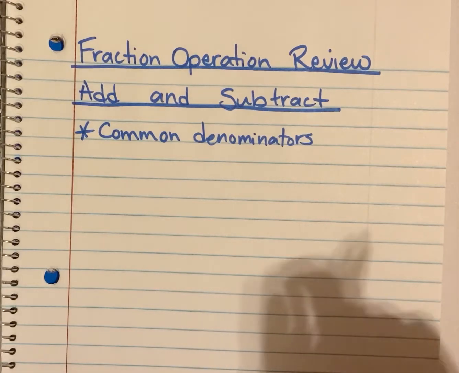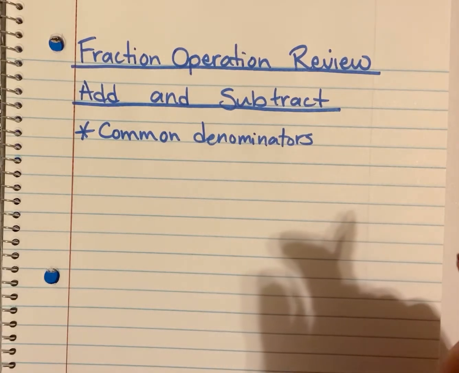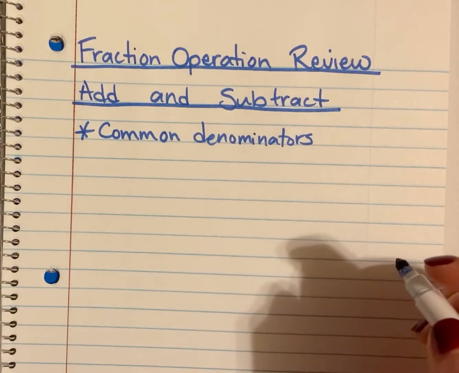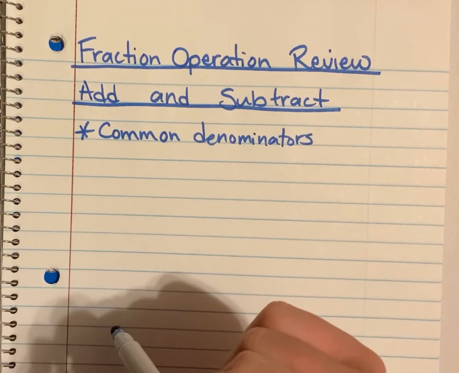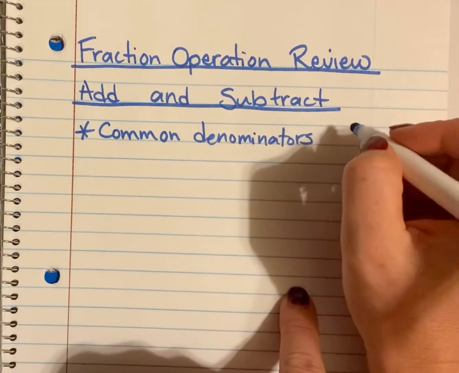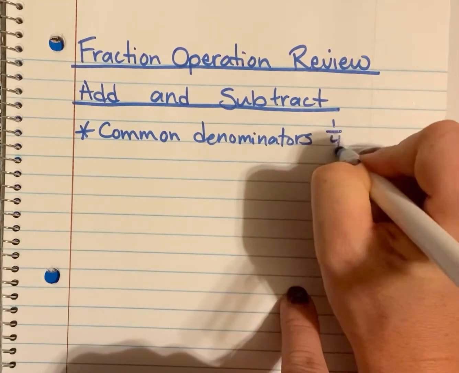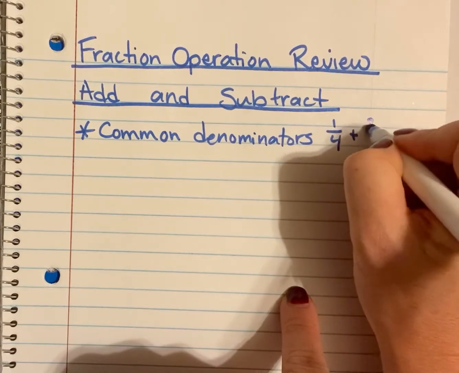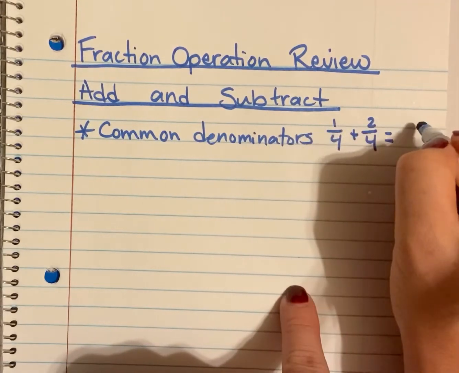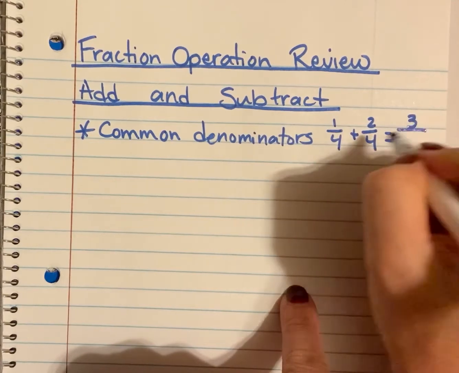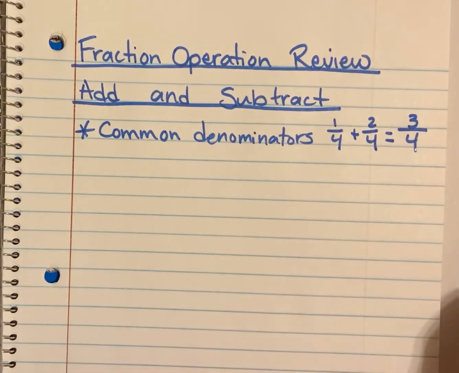We're going to do fraction operation review. When adding and subtracting fractions, the goal is to get common denominators. If you have common denominators like 1/4 plus 2/4, you can simply add the numerators across the top, keep the denominator the same.